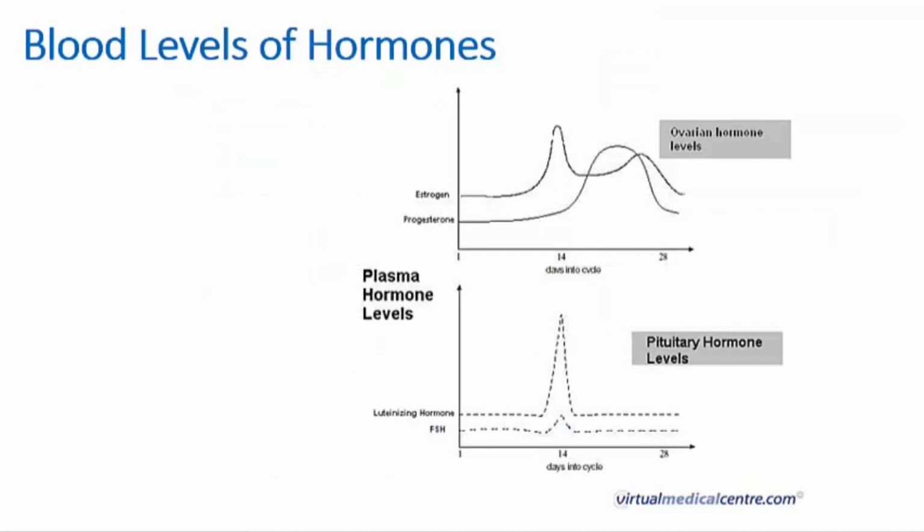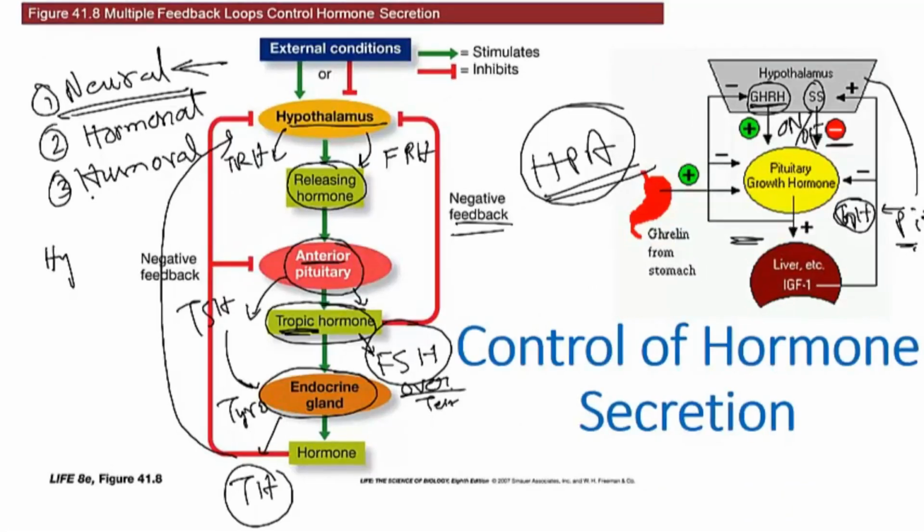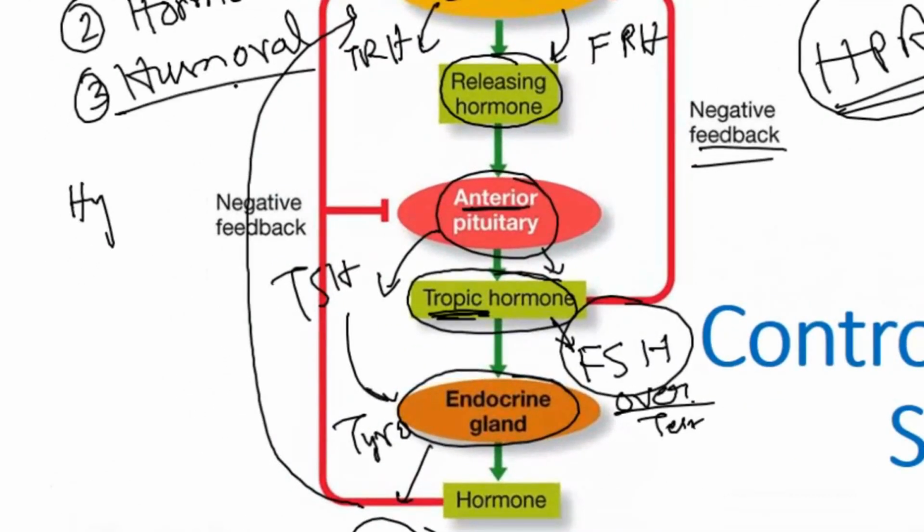Now let's look at the third kind that we haven't talked about. The third kind is the humoral mode of regulation. The humoral mode occurs when substances other than hormones control the secretion of the endocrine glands. For example, insulin secretion by the pancreas is determined by multiple factors. It's not only determined by the concentration of the insulin.